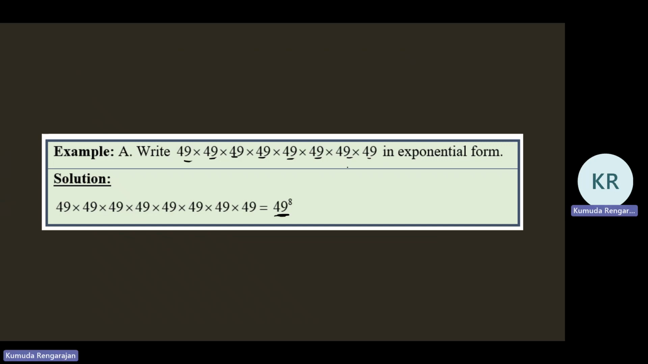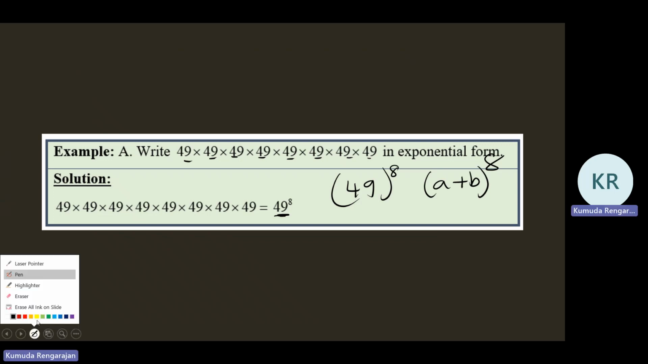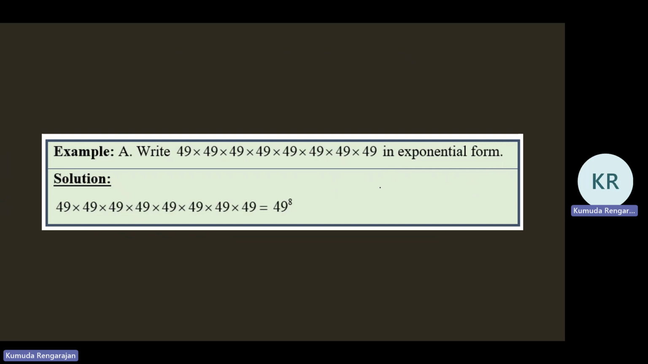You don't have to put a bracket. You don't have to put 49 like this. The meaning is the same. But when do you use a bracket? When you have more than one thing. Supposing you have A plus B, then you must put a bracket to the power 8. If there's only one number, 49, or supposing your answer is 5, will you put a bracket for 5? No, there's only one thing. You use a bracket when there are many things.